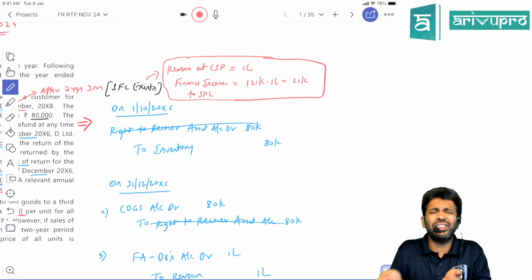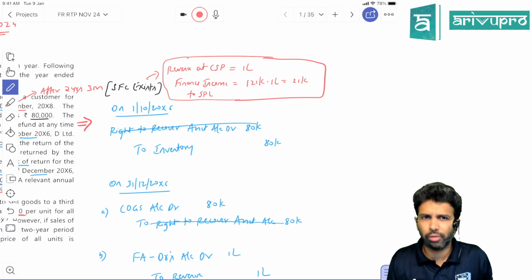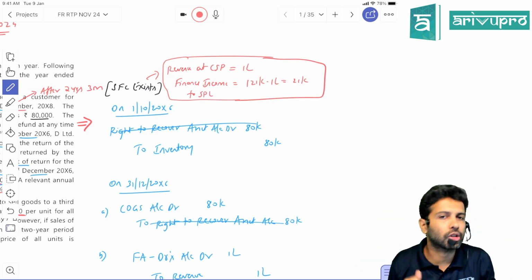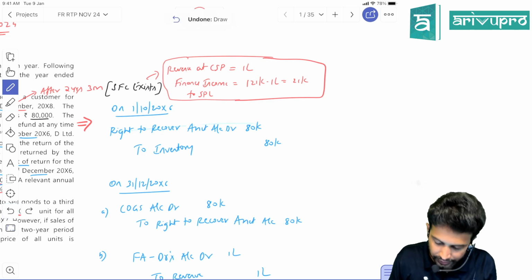Okay, na sir? Effectively, the inventory got adjusted with cost of goods sold, because in your statement of profit and loss, inventory you will not show as a separate category. It comes under the cost of goods sold. Hence this particular entry. Done, sir?